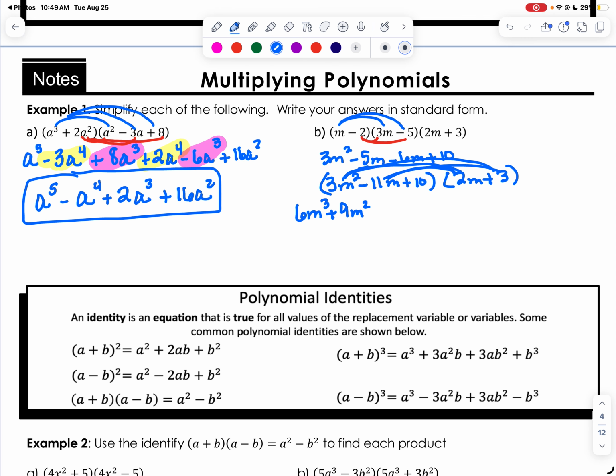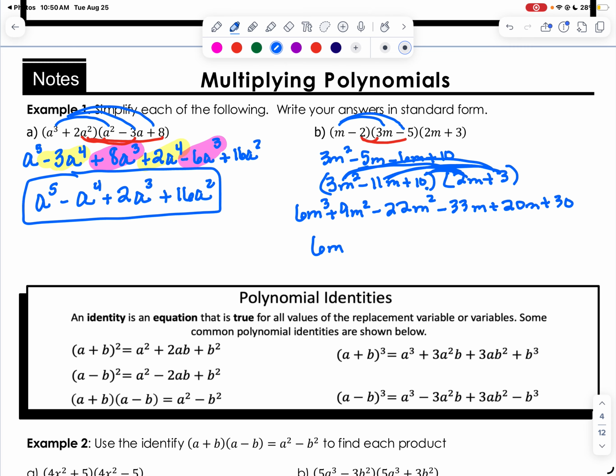Multiply negative 11m times everything in the second polynomial. So negative 11m times 2 would be negative 22m squared. Negative 11m times 3 would be negative 33m. And finally, take the 10 and multiply it by everything in the second polynomial. So that would be 10 times 2m would be 20m, and 10 times 3 would be 30. All right, now we're ready to combine like terms.